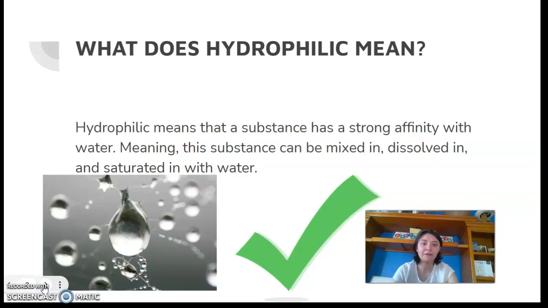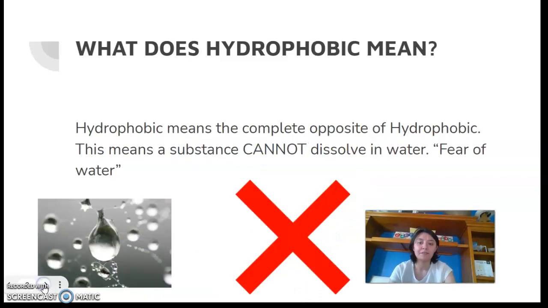So first we're going to talk about what hydrophilic means. Hydrophilic is having a strong affinity with water, meaning it has a strong attraction to water. So a substance that is hydrophilic can be dissolved in, absorbed in, mixed in, and even literally saturated with water with ease. And then what does hydrophobic mean?